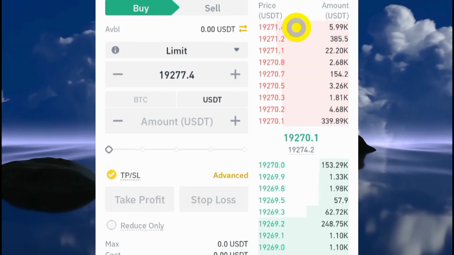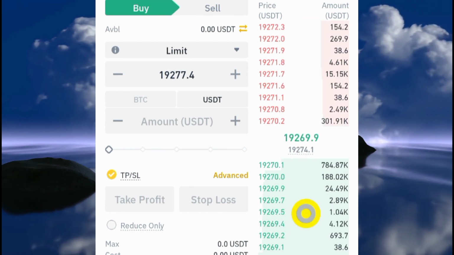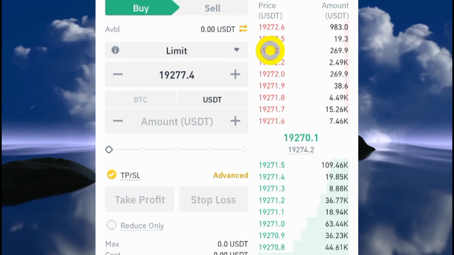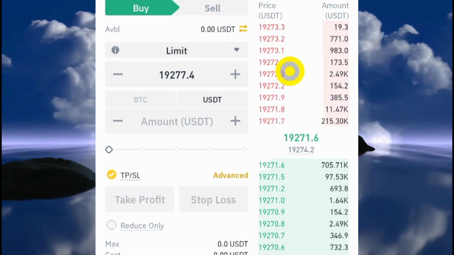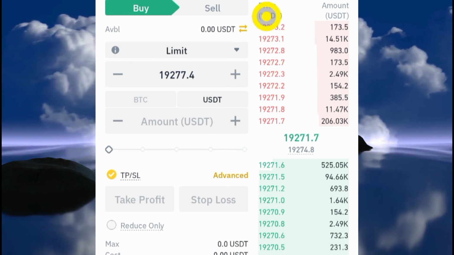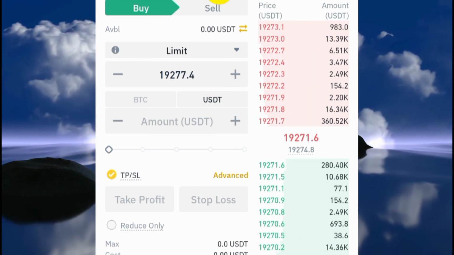Now let's look at this. This right here is what you call the order book. This represents the prices at which people are willing to sell the asset in question. In this case, we are talking about BTC, Bitcoin.